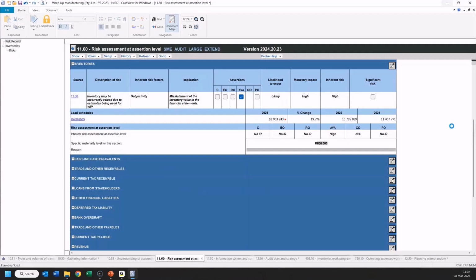Risk assessment at the assertion level for inventories, and that's that. I'm going to also just have a look at operating expenses, and then we will go and see what the audit plan and strategy looks like.